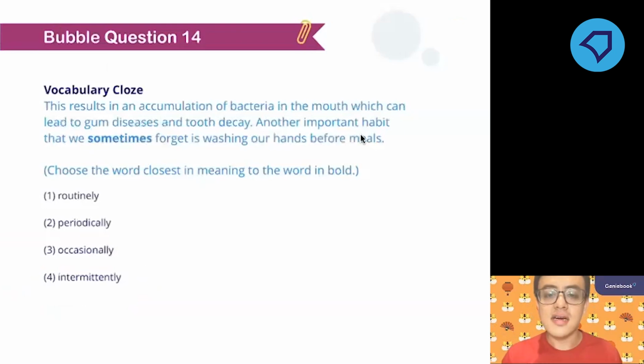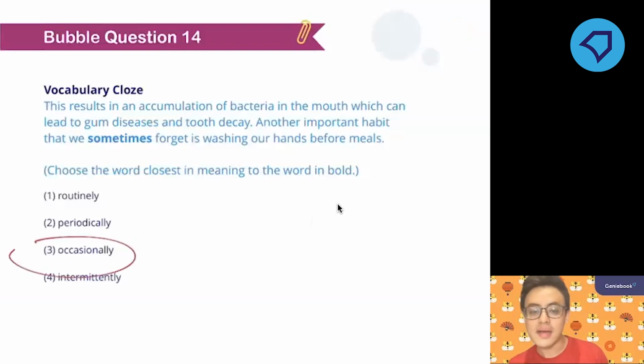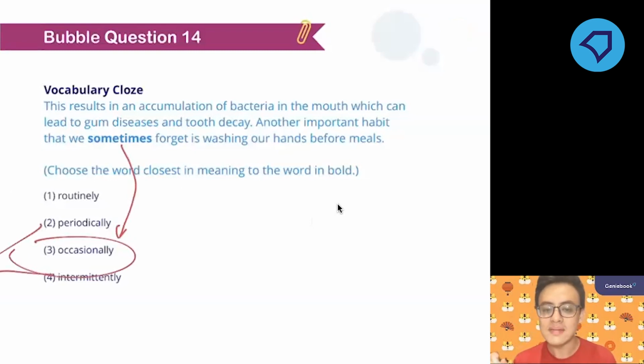Number 14. Sometimes we forget washing our hands before meals. So sometimes, another word for sometimes in 3, 2, 1. Hey, 99 of you got it correct. The correct answer is number 3. Okay, if you do things sometimes, you do it occasionally. Occasionally is the most similar meaning to sometimes. Periodically and intermittently have the meaning of quite regularly. Okay, routinely as well, very regularly. Sometimes is best described as occasionally.